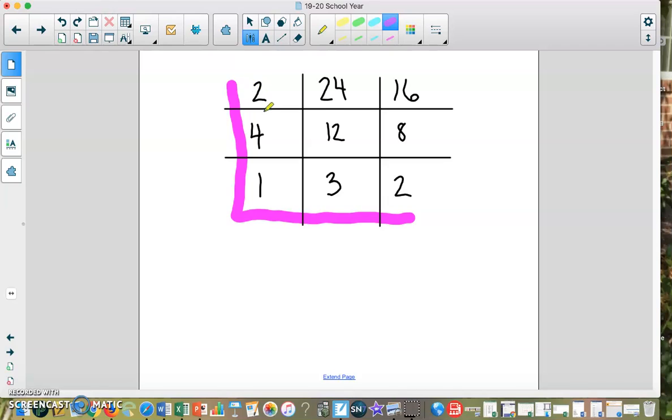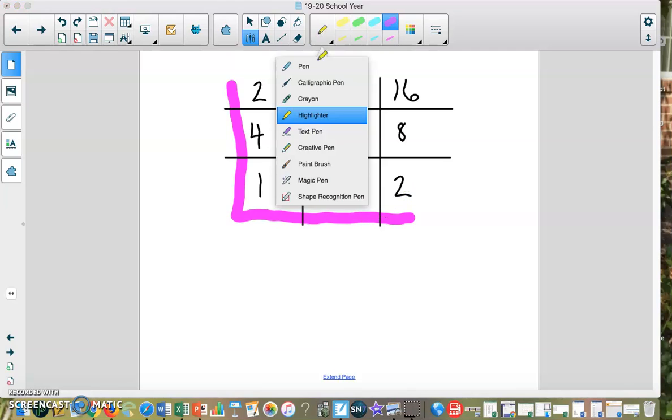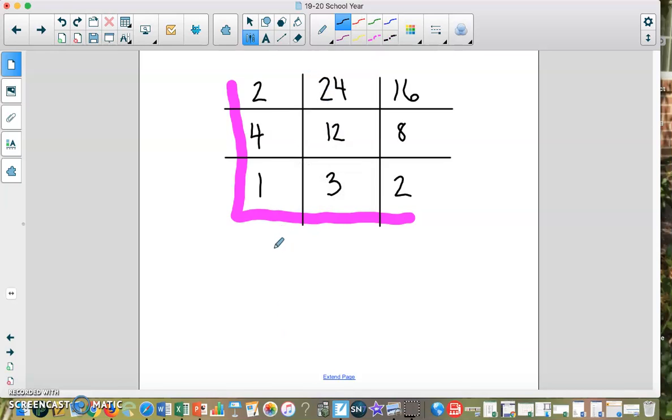If I were to multiply all of these numbers together, it would be the numbers that are touched by this pink. It would be 2 times 4 times 1. So 8 times 1 is 8. Then 8 times 3 is 24, and 24 times 2 is 48. So my LCM, least common multiple, between 24 and 16, and this saves you the whole listing of all of them, is 48. This way I don't have to list and potentially make a mistake.